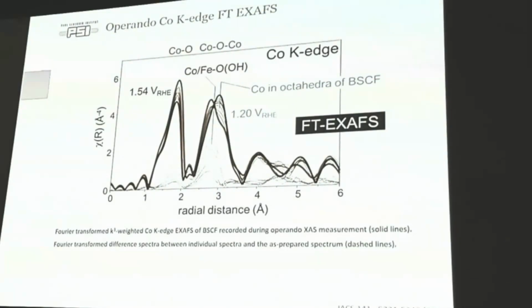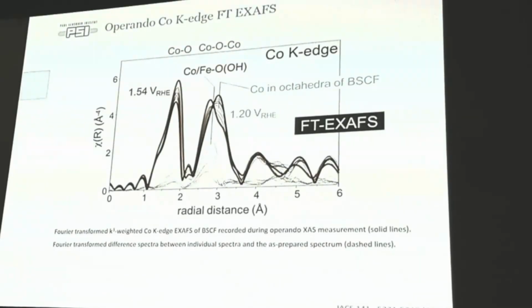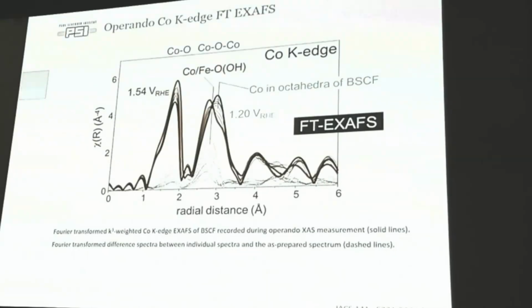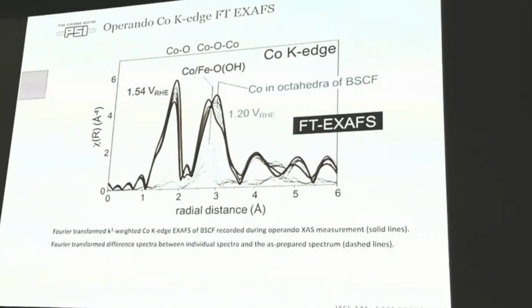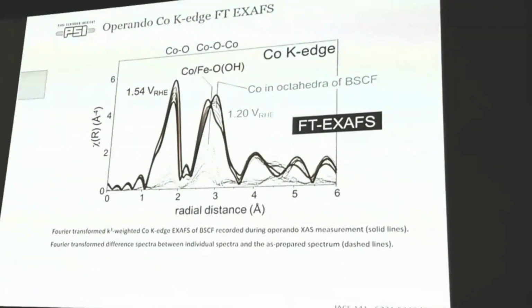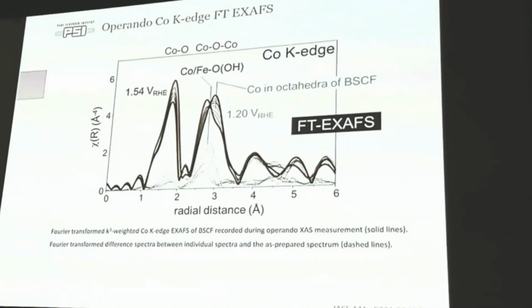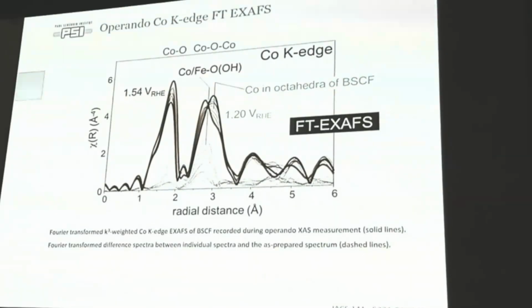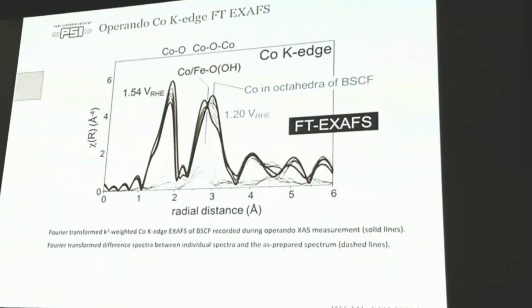So here you see the Fourier transformed EXAFS spectra. We focus now only on the second peak. So we start with our black line, right? So these are our spectra collected before the onset of oxygen evolution. And this peak is at a distance that is characteristic of corner sharing of the octahedra. So if you remember this picture of this perovskite, at that distance you have cobalt, iron, corner sharing.